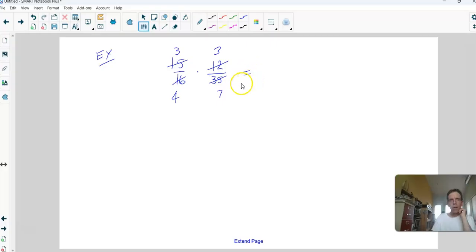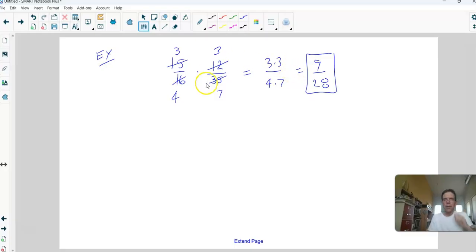So now we just do the multiplication. The numerators multiply, I'll write them out. We have 3 times 3 and we have 4 times 7. So we get 9/28 and we're done. That was a lot easier than multiplying 15 and 12. That's going to be a big number, bigger than 100, right? And 16 times 35, that's a big number. And then we'd have to reduce, and it would be a little more complicated. But by simplifying along the way before we multiply, the problem gets easier.